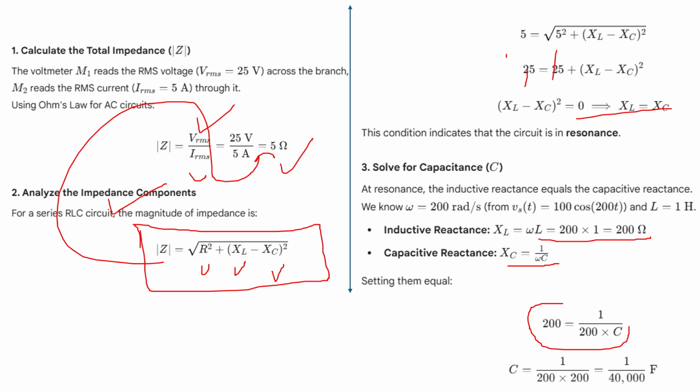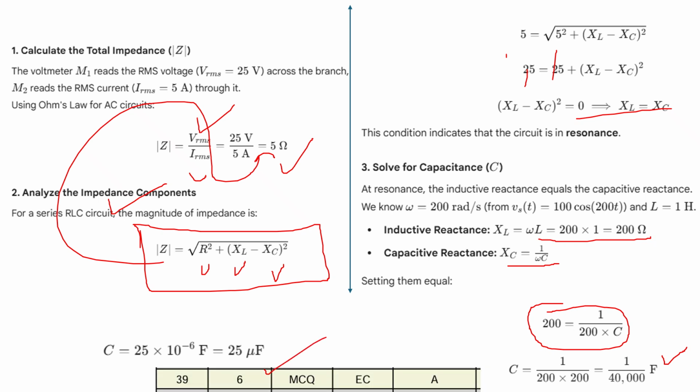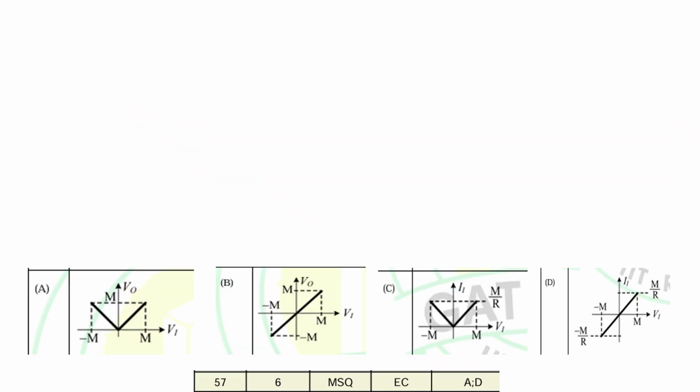So put all these values, and you will get C equal to how much? 25 microfarad. So that is the final answer as per KVL. This is your option A, right? Okay, let's take another question.